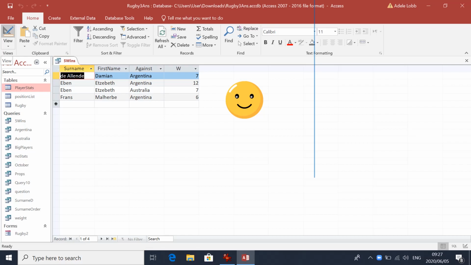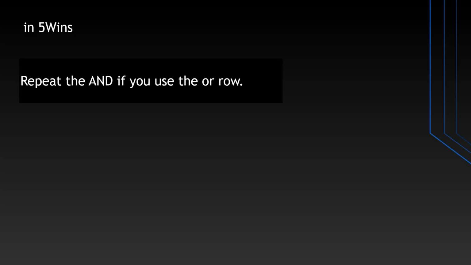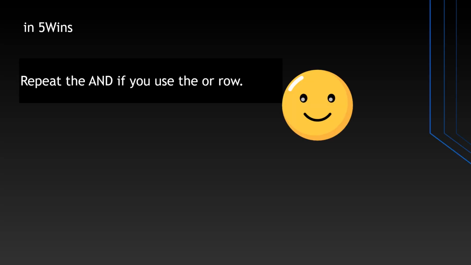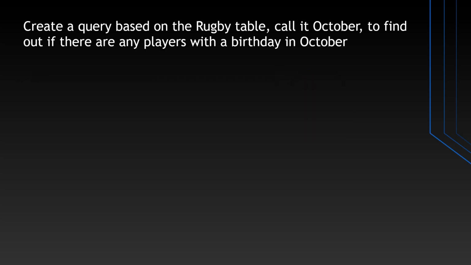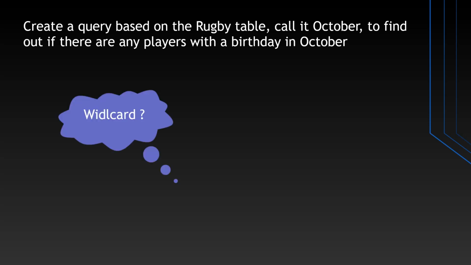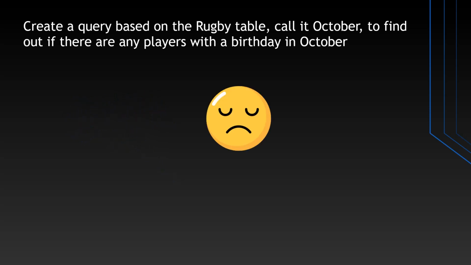Check the results. Same results. In the 5 wins query we learned that the AND criteria must be repeated if you use the OR row. Next query, create a query based on the rugby table, call it October, to find out if there are any players with a birthday in October. No, we cannot use wildcards.